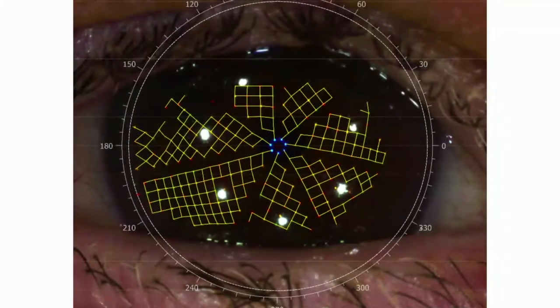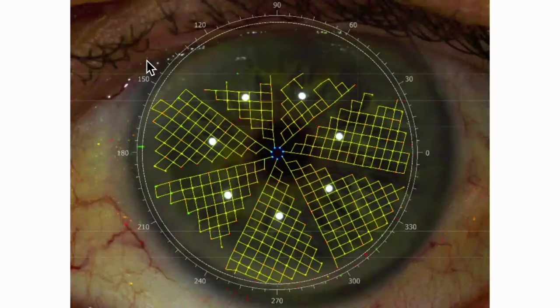This is an example of the Cassini, and this is a bad tear film. You should not be doing biometry or keratometry on this eye. Tune this up or you're going to get a bad result. This is a good tear film on the Cassini. All these squares are squared up and lining up with each other.